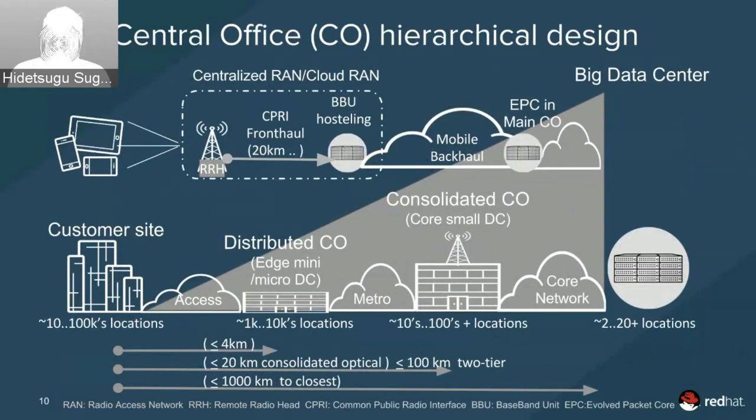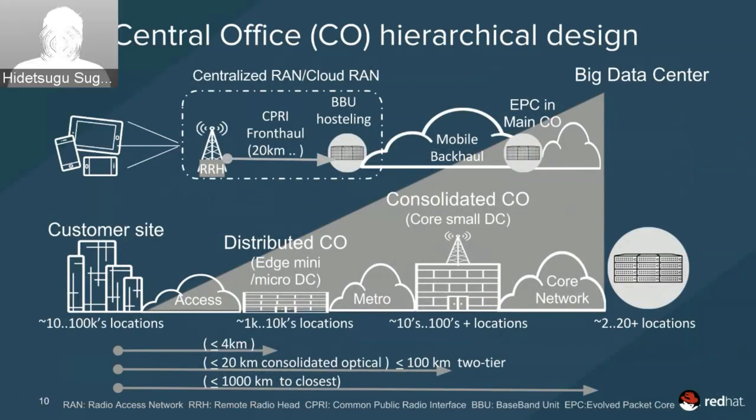Basically, it's a tiered structure from access to the core. The field CO aggregates the customer access lines and the consolidated CO aggregates the distributed COs. Distance from the customer site is less than about 20 kilometers. Because latency in fiber optic cable is about 1 microsecond per kilometer, it will be less than 0.2 millisecond round trip latency in a 20 kilometer optical fiber network.